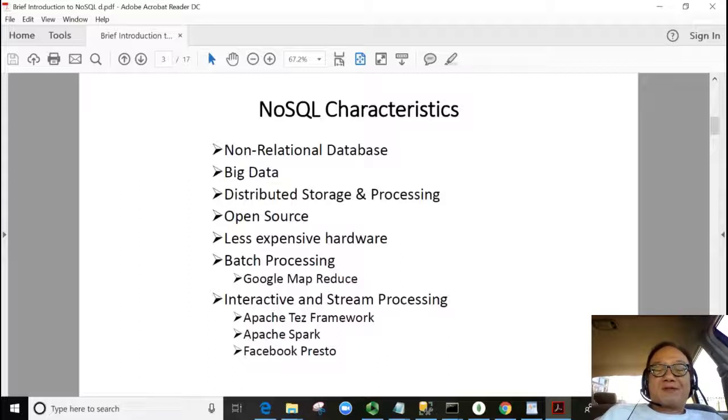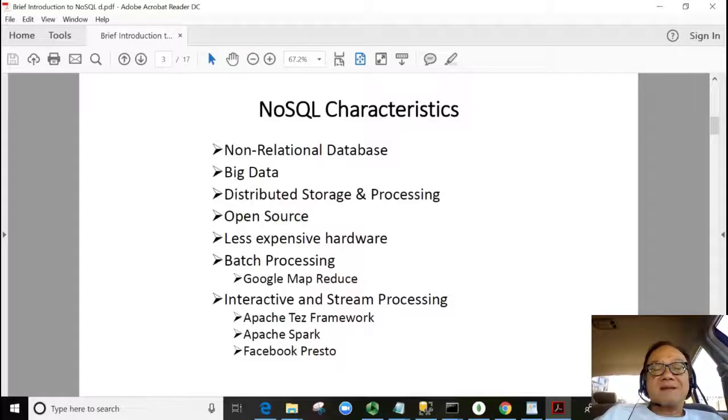NoSQL is open source, but keep in mind, if we want to use NoSQL for mission-critical applications, we may still need to pay a licensing fee to get some advanced features which are required by the mission-critical application. We tend to use less expensive hardware with NoSQL.